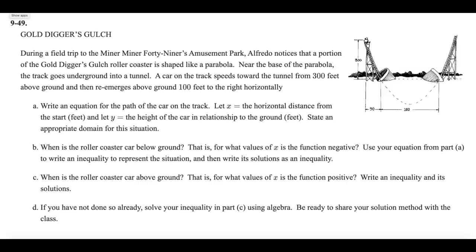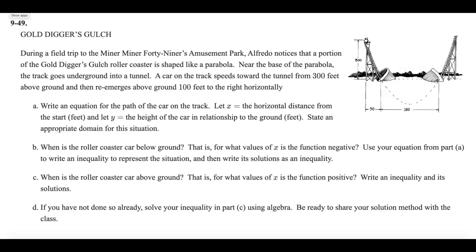Section 921 in the CPM book starts with question 49. It asks us to look at a roller coaster that our friend Alfredo is riding, and he noticed that a portion of it is shaped like a parabola. It says near the base of the parabola, the track goes underground into a tunnel.